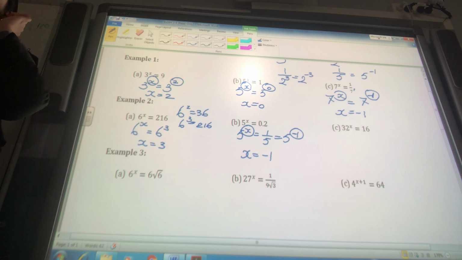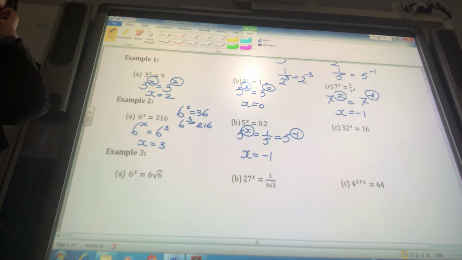Now the next one is sort of challenging at this stage, at least. 32 to the power of x equals 16. Is it possible to do 16 to the power of something? Is it possible to do 32 to the power of something to be equal to 16? Probably not, right? What can we do? Divide? Divide both sides by 16? Square root?